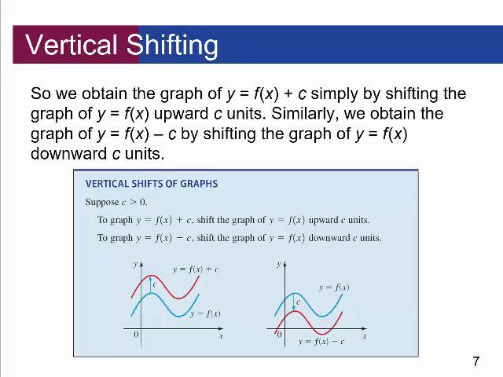That's literally it. We obtain this graph simply by shifting the graph of the original function y = f(x) upward c units. Similarly, we obtain the graph of y = f(x) - c by shifting the graph of y = f(x) down c units. What you're going to see here in blue is y = f(x), and then in red is y = f(x) + c. All you're doing is moving every point of the graph up c units. Similarly, here's f(x) and here's f(x) - c. If you're subtracting c, you're moving it down c units.